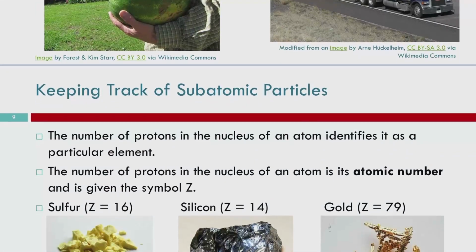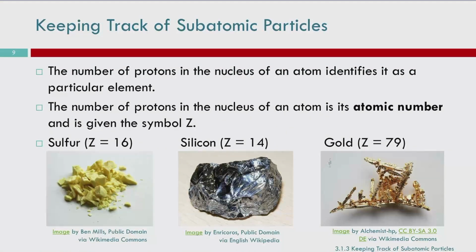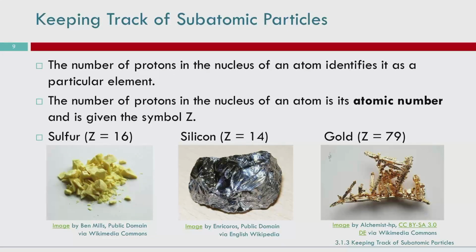Just guessing. Okay, keeping track of our subatomic particles. So we've got those 3 subatomic particles. We've got protons, neutrons, electrons. You should know all of those names. We're going to talk about protons first. They are arguably the most important, but I don't want to argue about it. We'll just say that they're important.